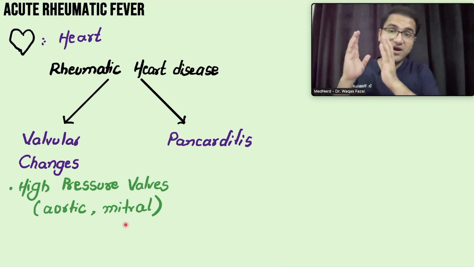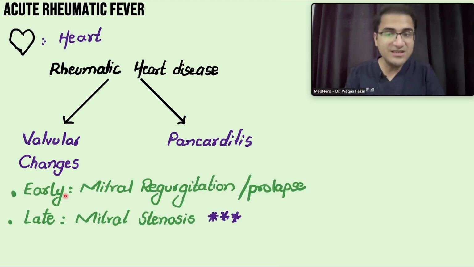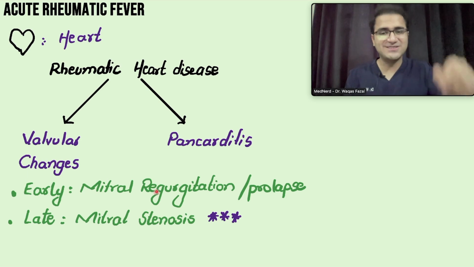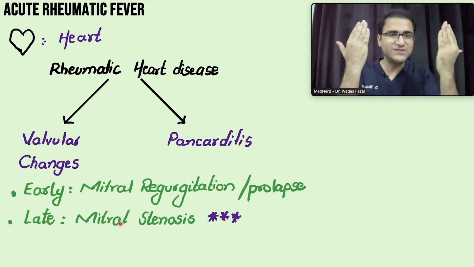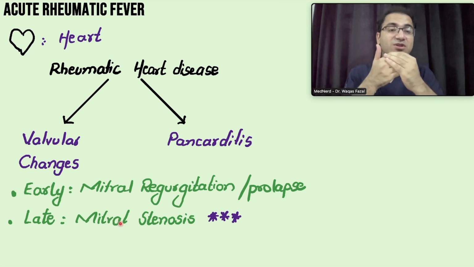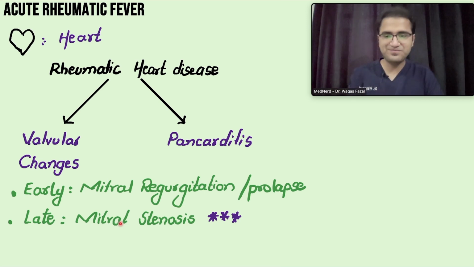Initial changes in rheumatic heart disease will be different from the later changes. In the early stages, it will cause mitral regurg and mitral prolapse. In the later stages, it will cause mitral stenosis. I have detailed videos on mitral stenosis as well as on mitral regurg. You can check out the links of those videos in my cardiology section. So, in the initial stages, there will be mitral regurg and prolapse, and in the later stages, the valves will get fibrosed, inflamed, then they will stick to each other, and then they will not open properly. That is called mitral stenosis, where the valves don't open properly.